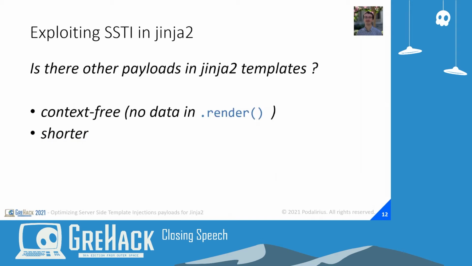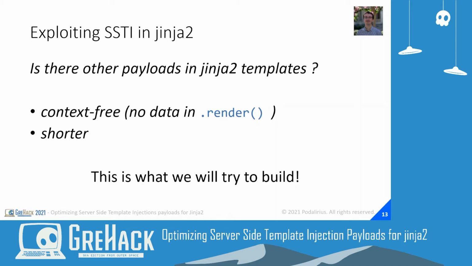So the main question that we can ask is: are there other payloads in jinja2 templates? And more specifically, can we find context-free payloads which do not require any data inside the .render function? Also, can we find shorter payloads that can import the OS module? And this is what we will try to build.